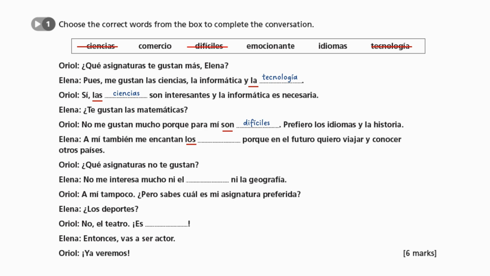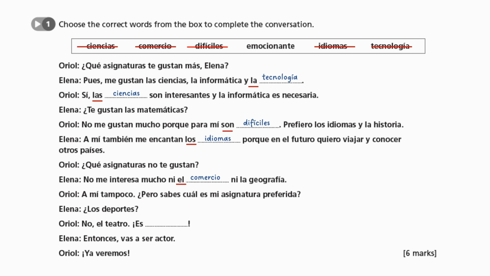For our next gap, we have the word los, which indicates a masculine plural subject. There's only one in our list, which is idiomas, which means languages. So that goes in there, and of course we get rid of it. For our next gap, we have the word el. So we are looking for a masculine singular subject. So there's only one left that would fit in this gap, which is comercio, which means business studies. So I'm going to add that to the gap.